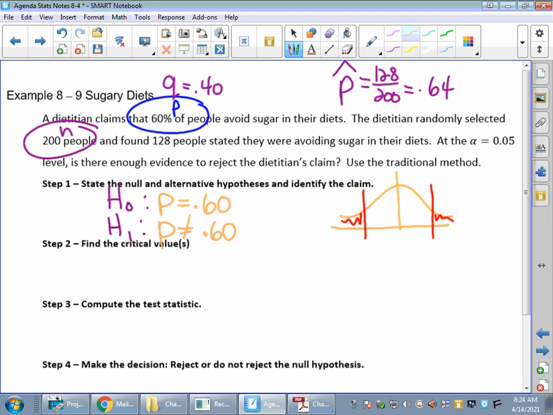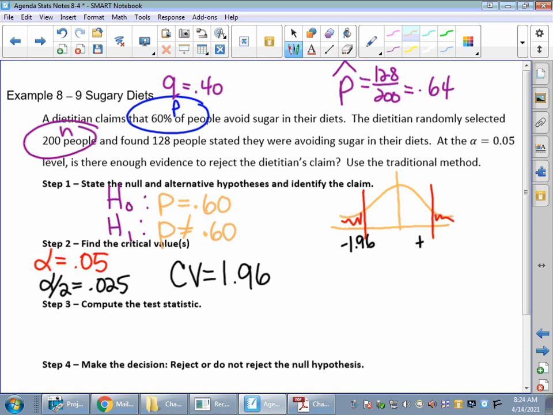So when we go to find our critical value at alpha equals 0.05, right, this is two-tailed, so I have to do alpha over 2, 0.025. I jump into my z table and I look for 0.025. I go to the closest one, and my critical value is going to be 1.96. If you did 0.025, you would have gotten a negative 1.96, right? But since it's two-tailed, we know that it has to be positive and negative.